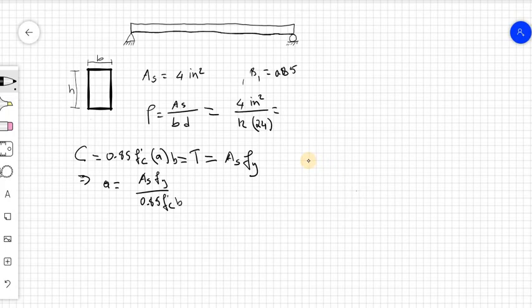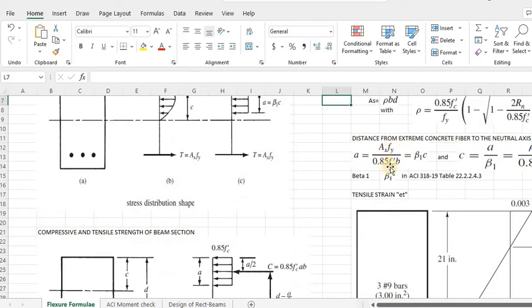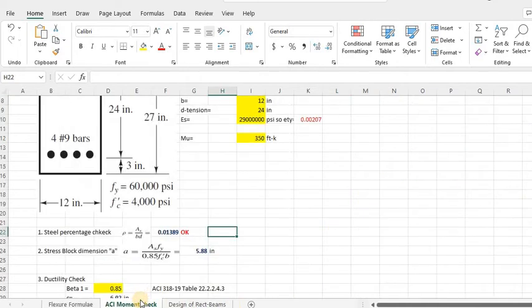Now when you solve for a, you get this, and that's how they got this formula here. That's how they got a. So usually when you're designing a beam, at this stage you already know As, the area of the steel. You know your grade 60,000 psi. You know the width of the beam b. You know the compressive strength of the concrete f'c. So it's easier to calculate a than calculating c first. So if you use that formula, you get a equals this.